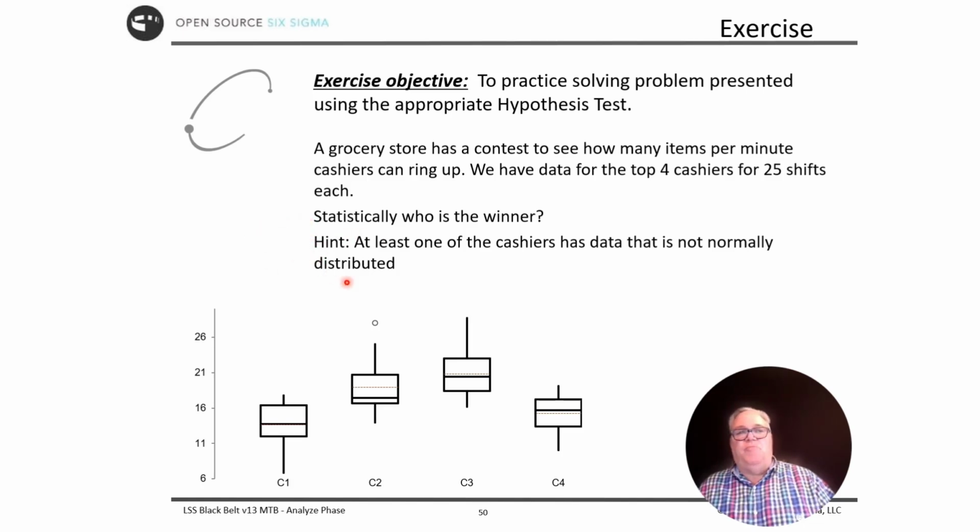And we're saying it's appropriate to do this non-parametric test because at least one of the cashiers' data is not normally distributed. It might be cashier 2. You can see a little right skew and a little outlier out here.